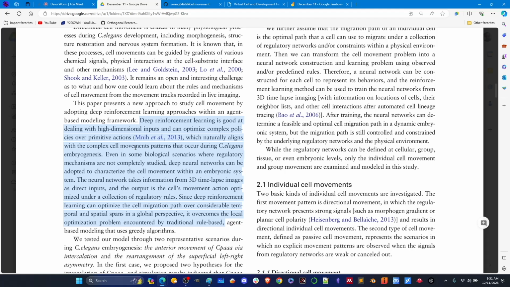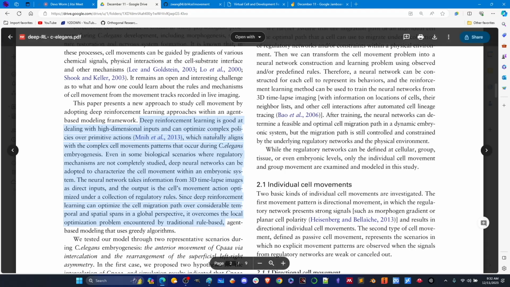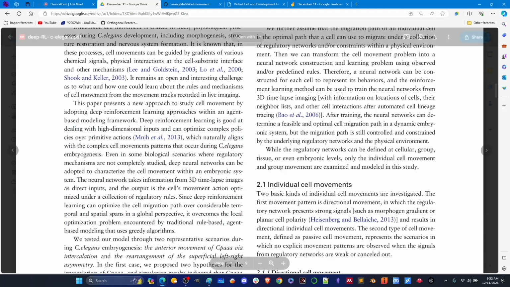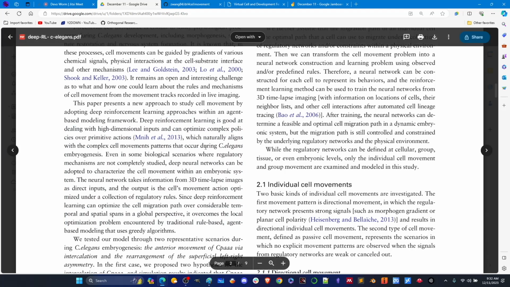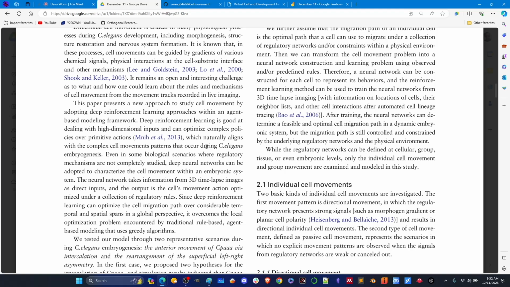In this case, what they're saying is that we can actually create policies that allow us to select our rule sets, especially when we're moving around. When we move around, we have different rules in different parts of the embryo, or different rules over time. So this naturally aligns with the complex cell movement patterns that occur during C.elegans embryogenesis. And so you can characterize this without knowing all the details of the biology. It just gives it some flexibility.